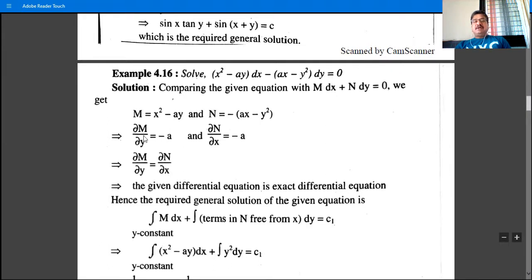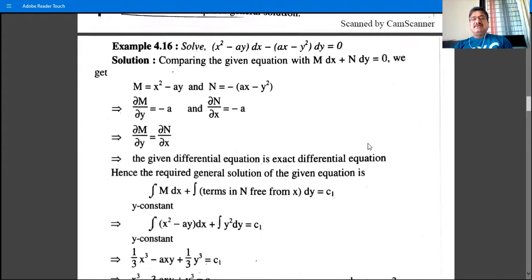The integrating factor is 1 because we have dM by dy equal to dN by dx for this example. So if the given differential equation is exact, then 1 is its integrating factor. Suppose the multiple choice question is: given that M dx plus N dy is equal to 0 is an exact differential equation, which of the following is the integrating factor? Then the answer is 1.